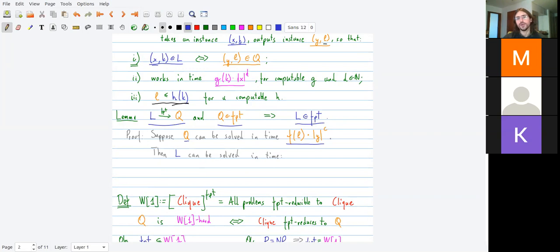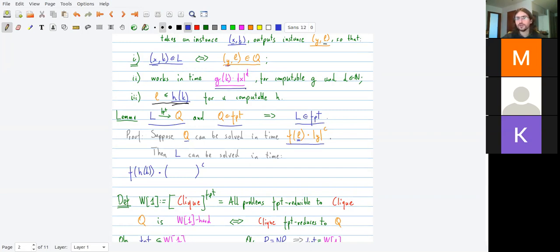Well, we can pipeline the reduction and this algorithm. So then the running time will be some function F applied to parameter L, which is now bounded by H of K. So this will be this parametric factor times the size of y to the power c. But what is the size of y? Well, this is the size of the output instance of the reduction.